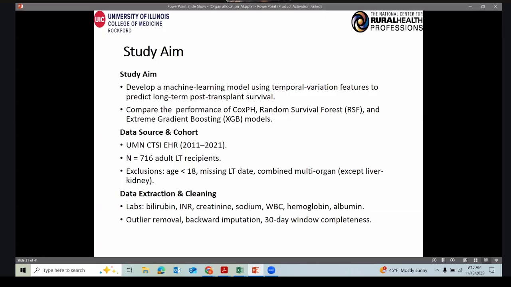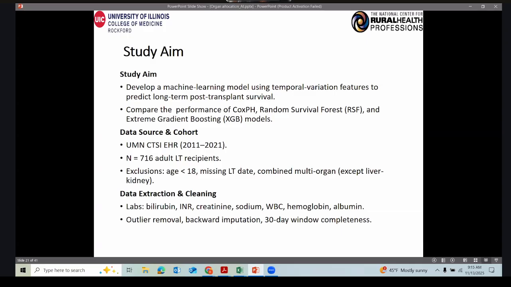And those patterns can tell us a lot about prognosis. So rather than just taking one lab value before transplantation, we incorporate multiple time points to capture those longitudinal trends. This makes the model more sensitive to disease progression and recovery patterns. Next, we aim to compare the performance of the 3 modeling approaches, as I said earlier: Cox proportional hazard, random survival forest, and XGBoost. By comparing these 3, we could understand how traditional and machine learning models differ in their ability to predict long-term outcomes in liver transplantation.